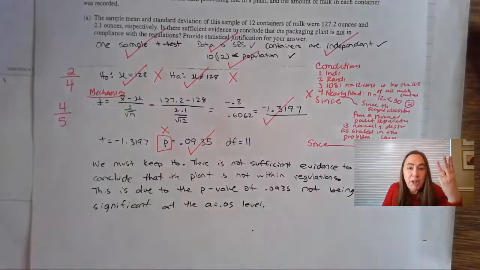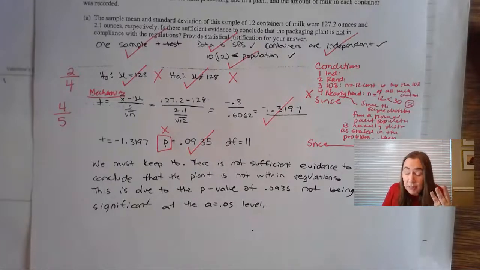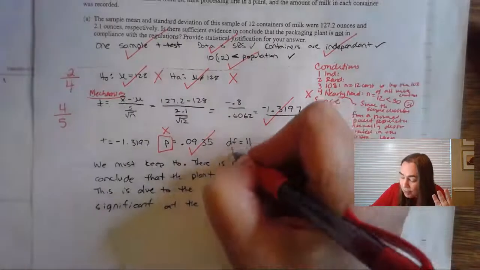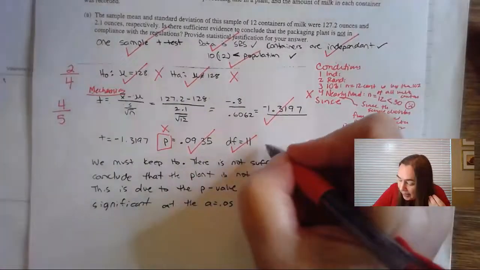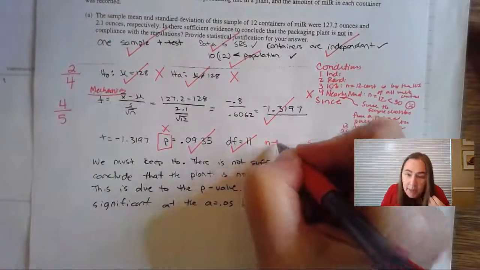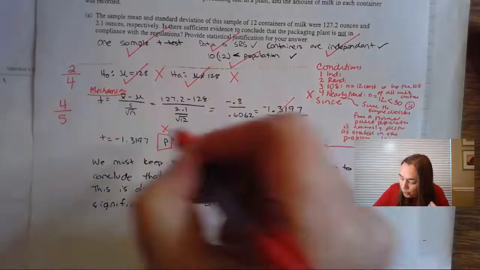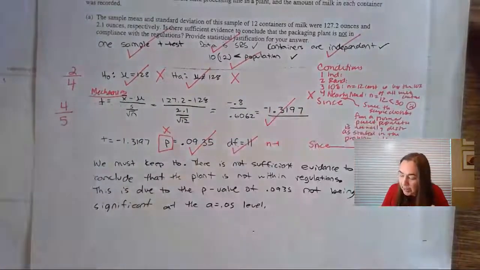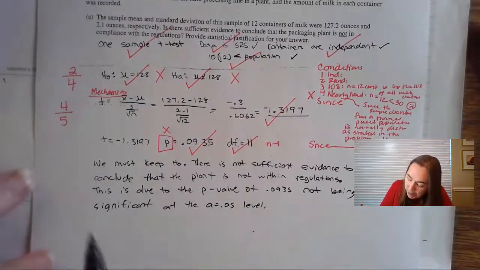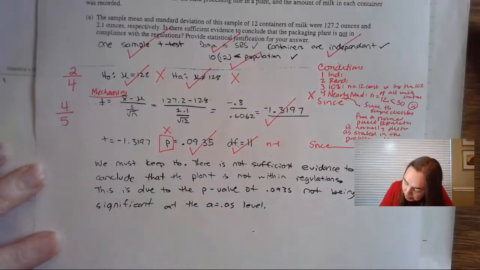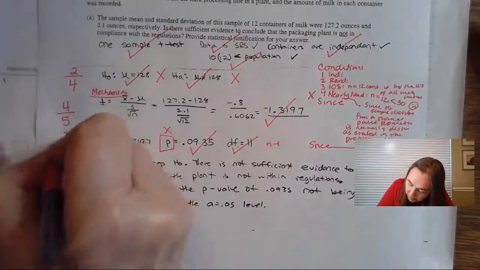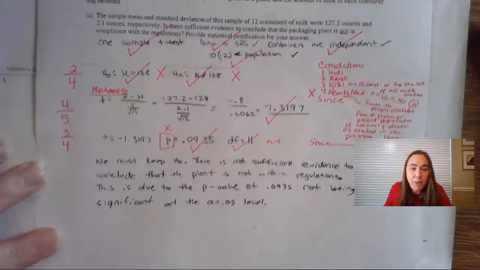So far, we have 3 checks for the mechanics. Now, we also are going to identify the degrees of freedom, and that is 11. Remember, on a 1 sample t, it's going to be equal to n minus 1, and my person has it correct. So that means there are 1, 2, 3, 4 checks that we're looking for. My person has 3 out of the 4, and now we're going to continue to the conclusion.